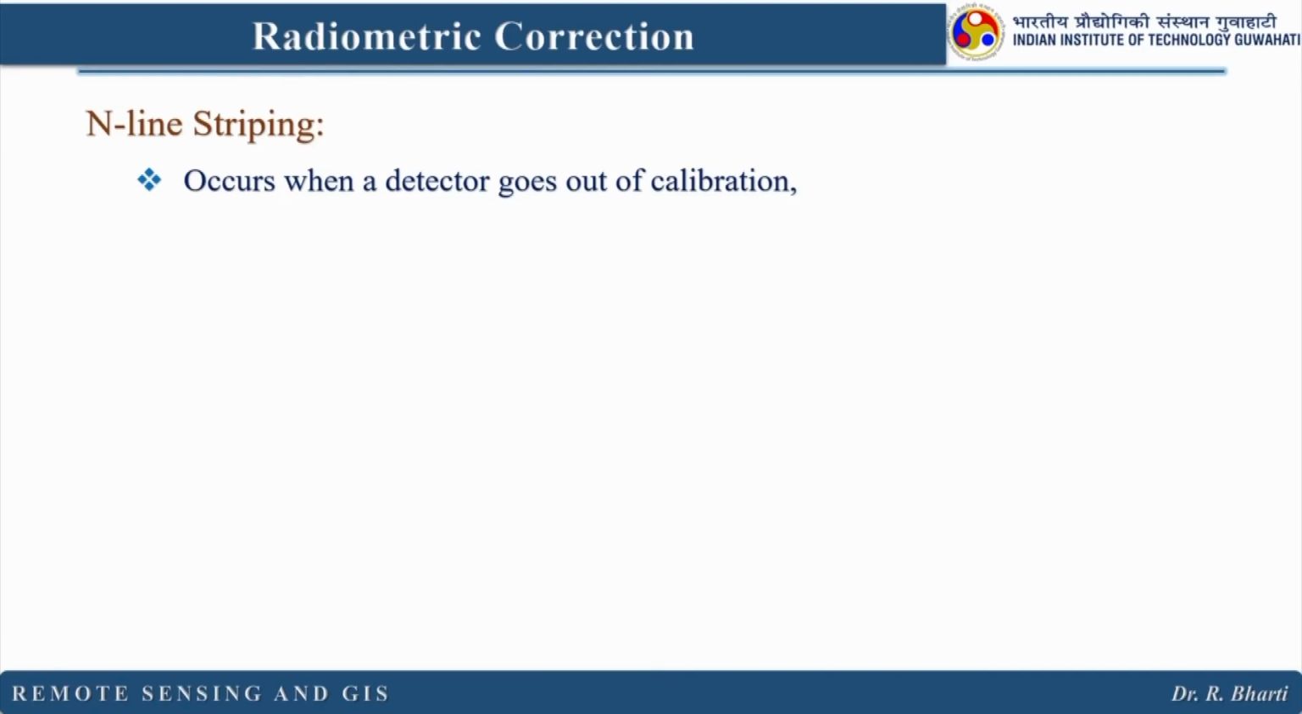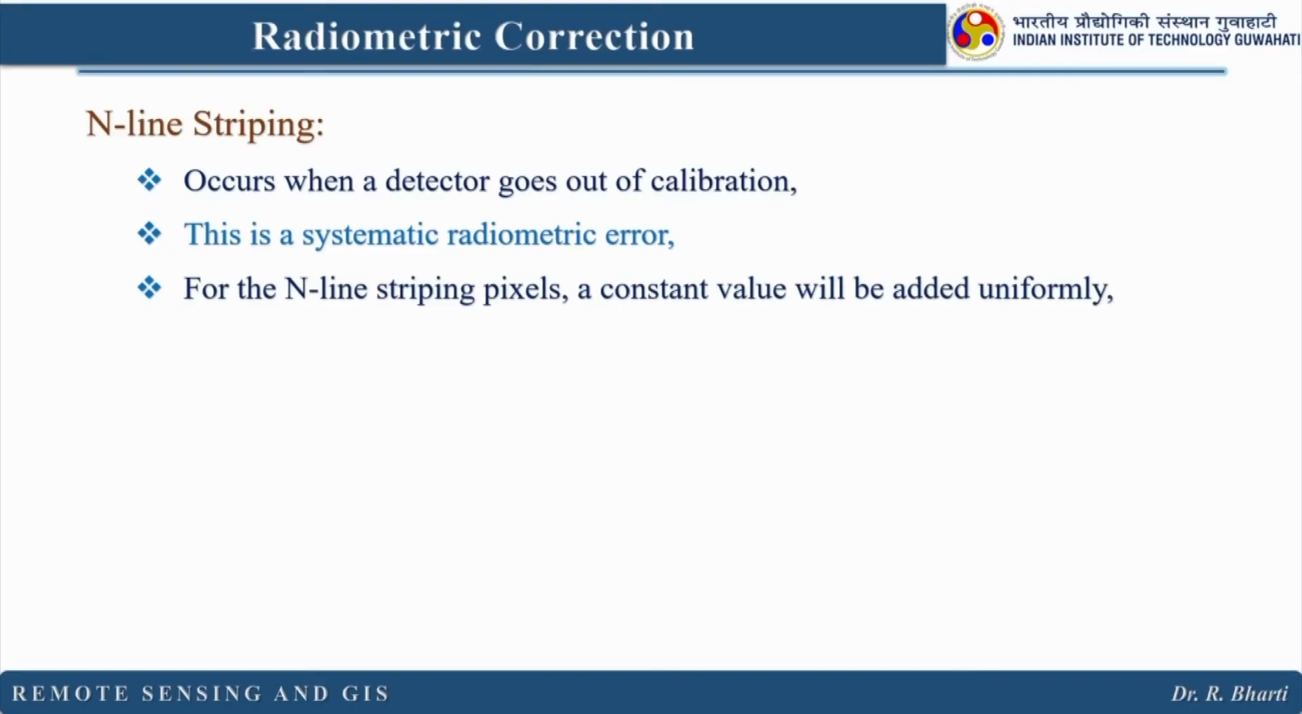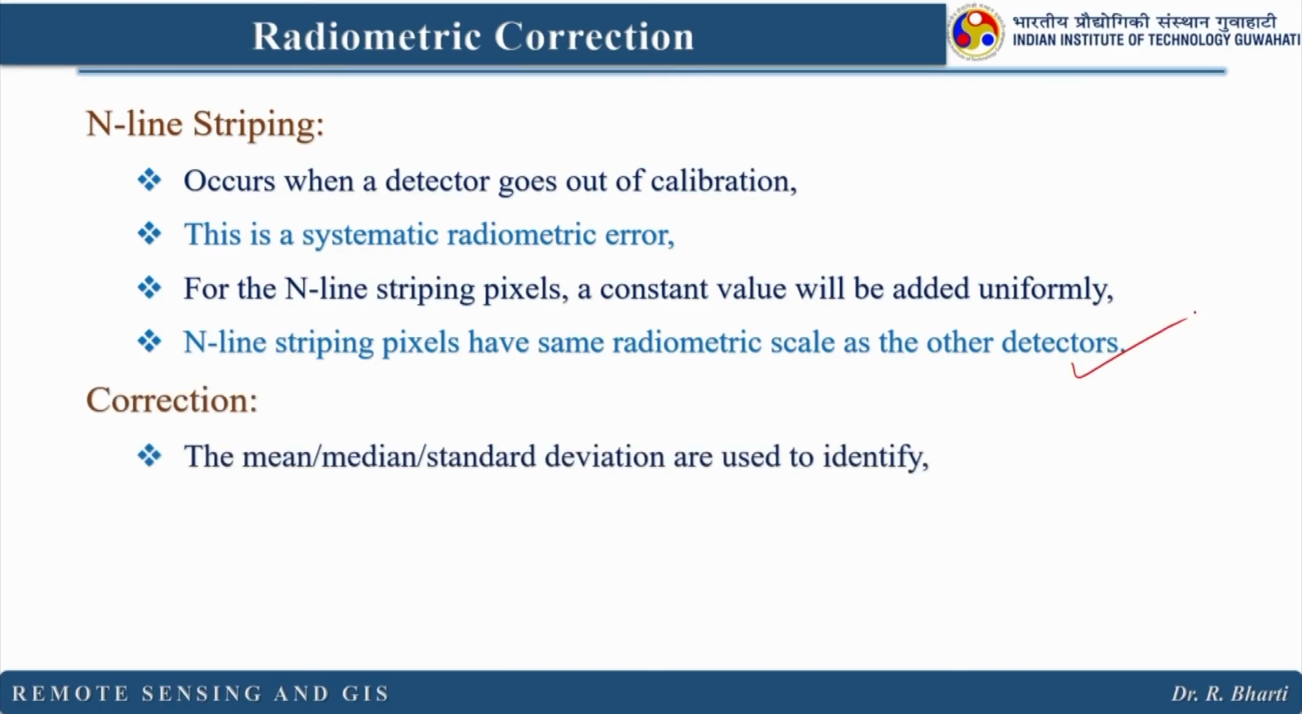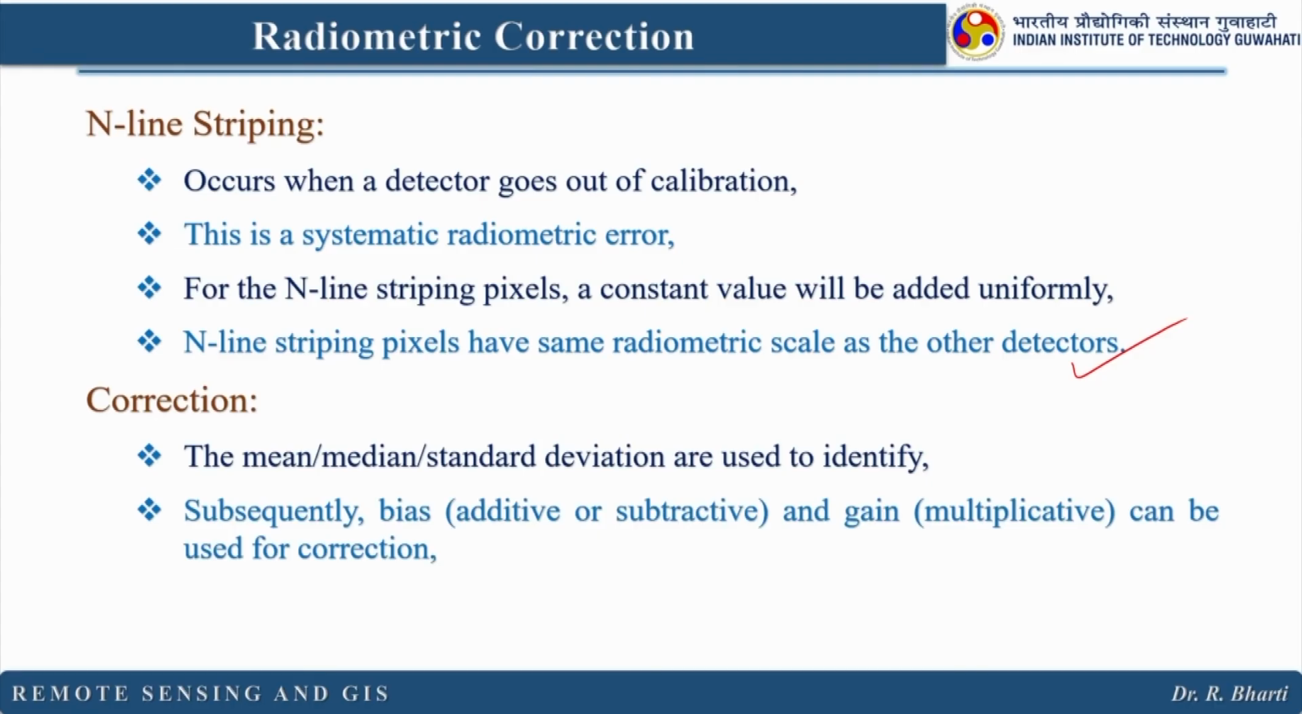Now, next is N-line striping. So, it occurs when a detector goes out of calibration. So, here this is the problem when you have an out-of-calibration detector, right. So, this is a systematic radiometric error. For N-line striping pixels, a constant value will be added uniformly again, right. N-line striping pixels have the same radiometric scale as the other detector. Then the correction is again the same, right.